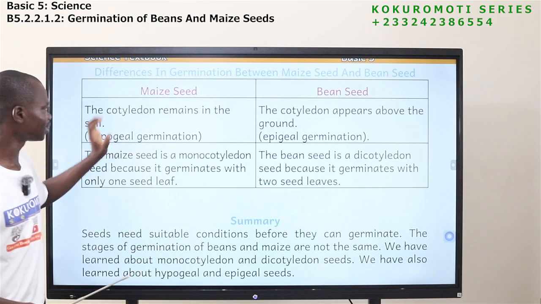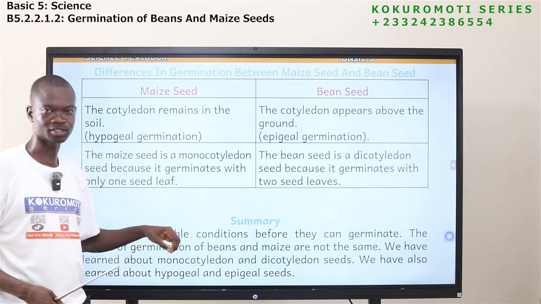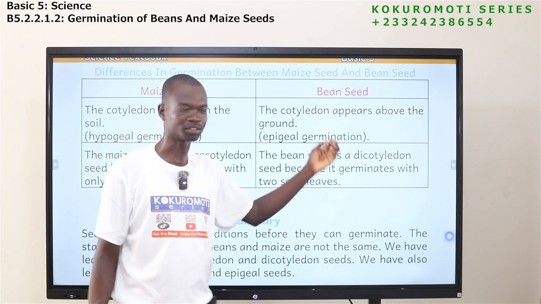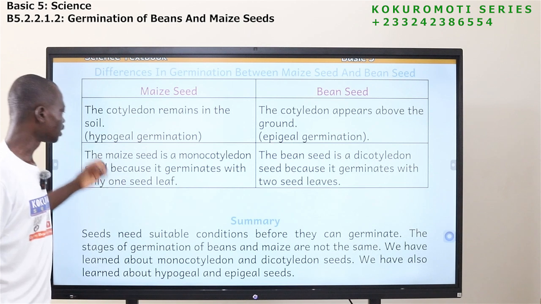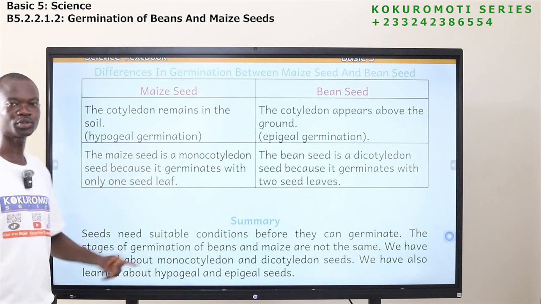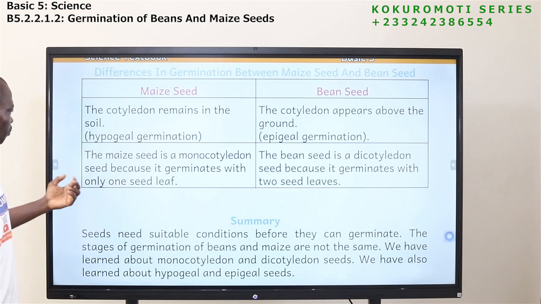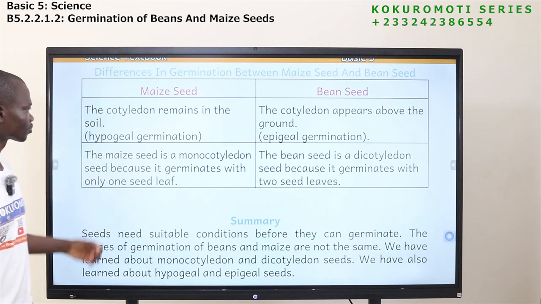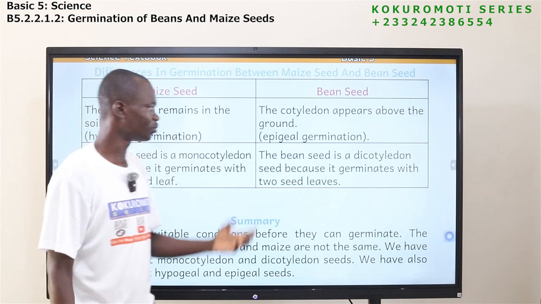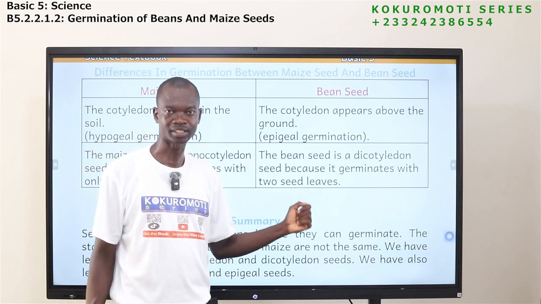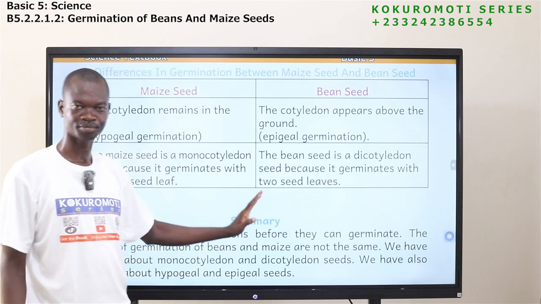One, the maize seed remains in the soil, but the bean seed appears above the soil. And two, the maize seed germinates with only one seed leaf. So we call it what? Monocotyledon. But the bean seed germinates with two seed leaves. So we call it what? Dicotyledon. So these are the differences.